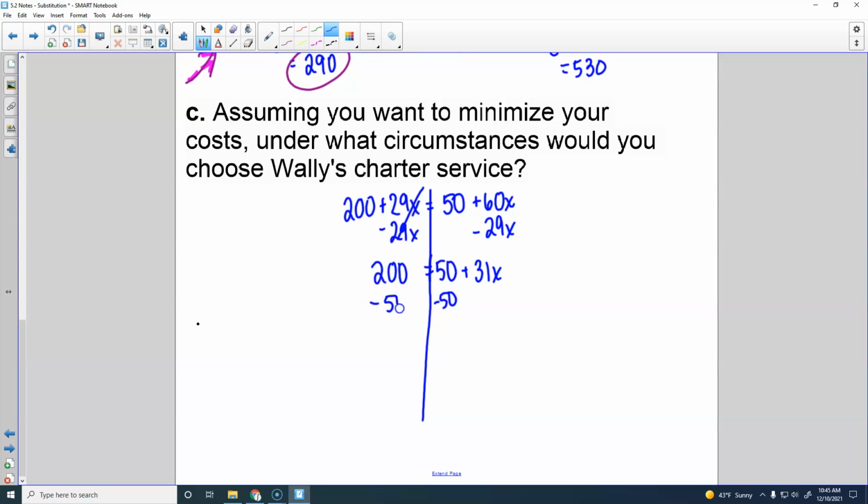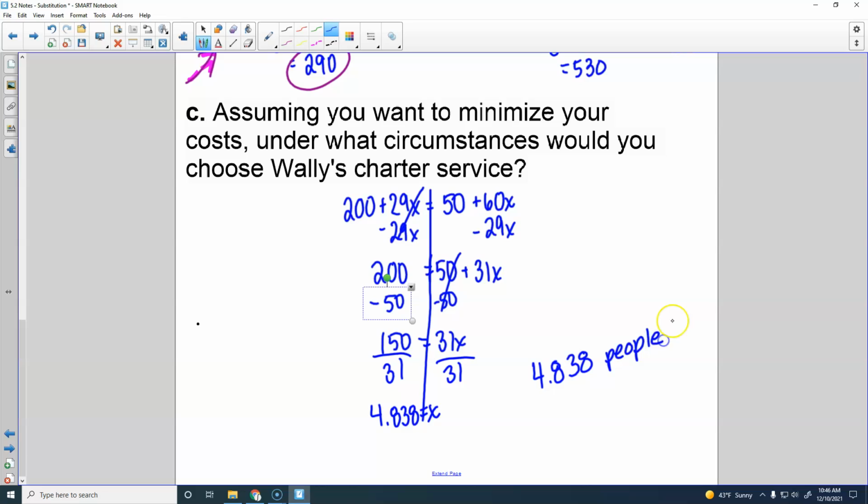Sure would. All right, and then last step. You get like 40 something. Wait, 4.838. What is that? People, days, hours, months? People. So we got 4.838 people. So if you could possibly have 4.838 people, which you can't, they would be exactly equal to each other.